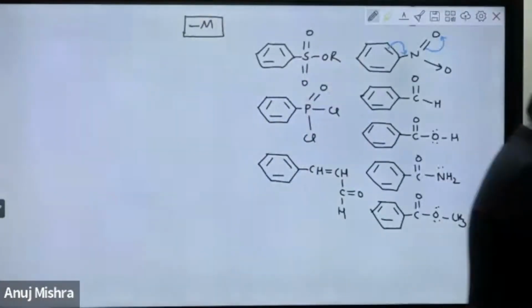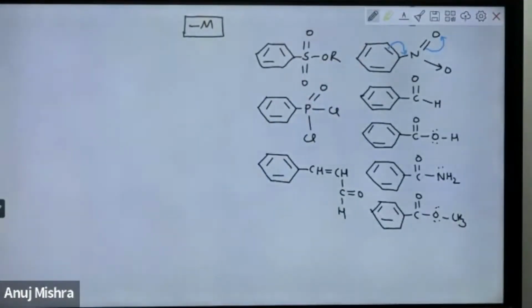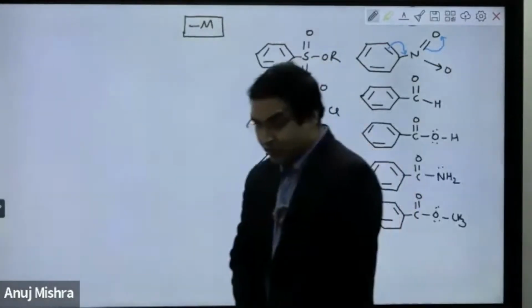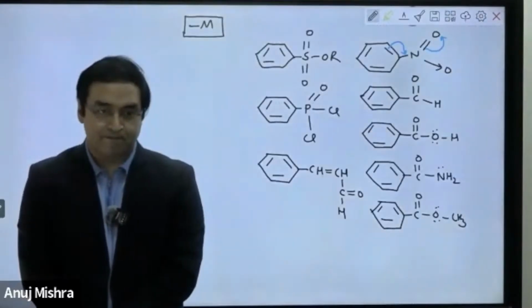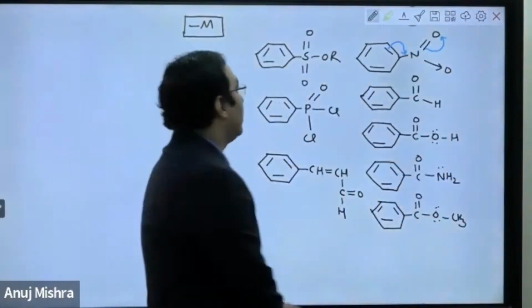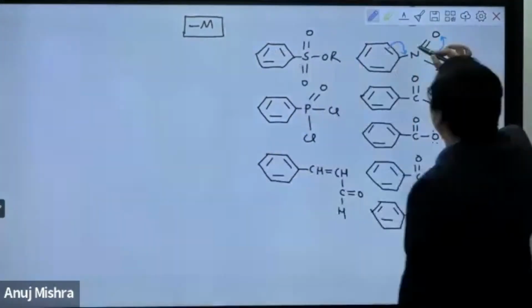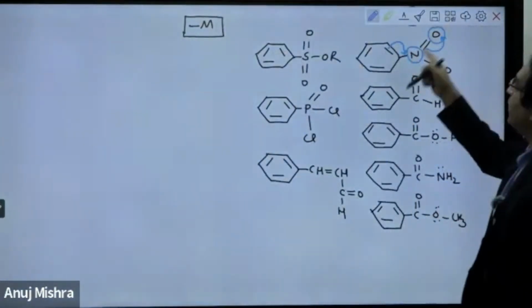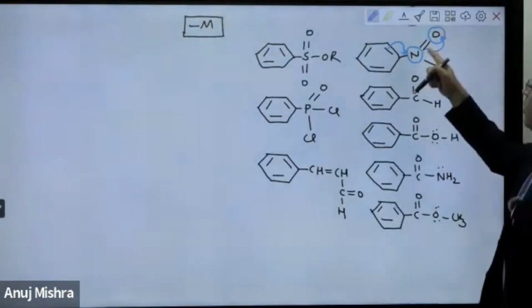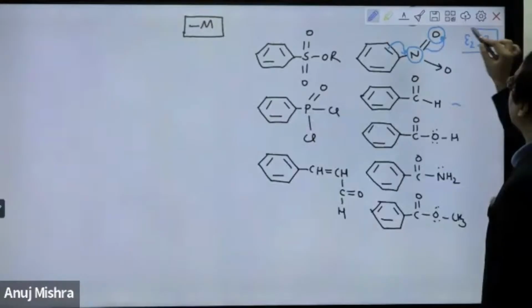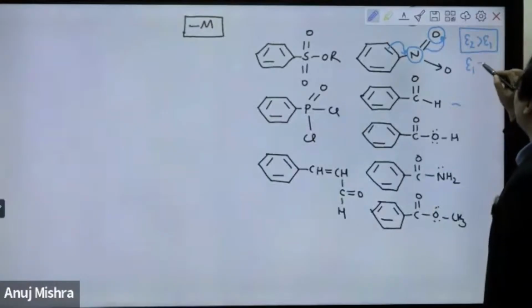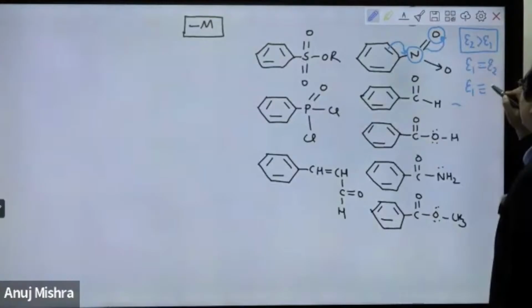Please note down all the examples. What is your observation in all the cases? What is the common thing that you observe in all the cases? Yes, E1, E2 multiple bonds. So if I say this is our E1, this is our E2, E1, E2 double bond, and E2 is more electronegative than E1. E1, E2 double bond. Even a triple bond will also work.